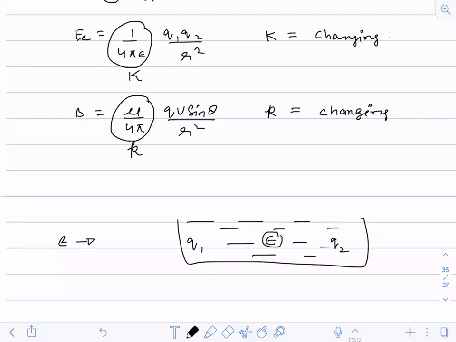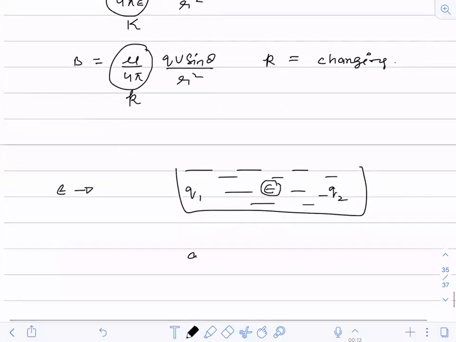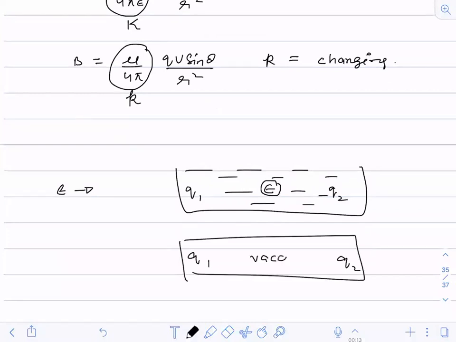So what does this permittivity epsilon mean? Suppose I would have kept these charges in air, or in vacuum. That would have a different value, epsilon naught, and water has some value epsilon. So this epsilon gives you the measure of how the medium resists the formation of electric field inside it.